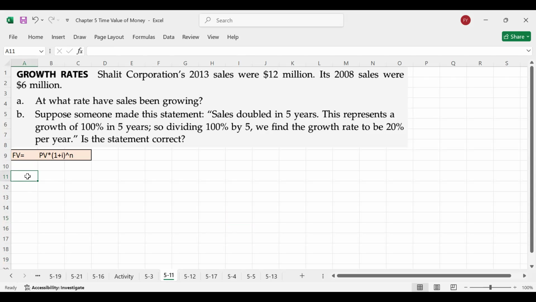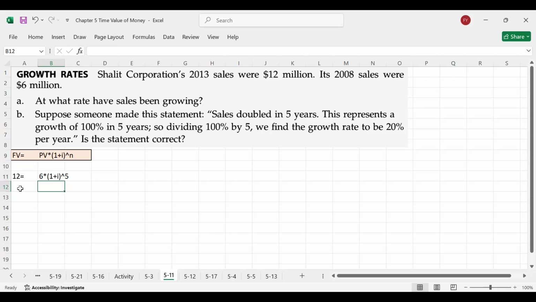So future value is 12 million, whereas present value is 6 million, multiplied by 1 plus I. Here I means the interest rate, which is not given, raised to the power n. Now n is not given, but from 2008 to 2009, 10, 11, 12, 13 means there are 5 years involved. So we can take n as 5.